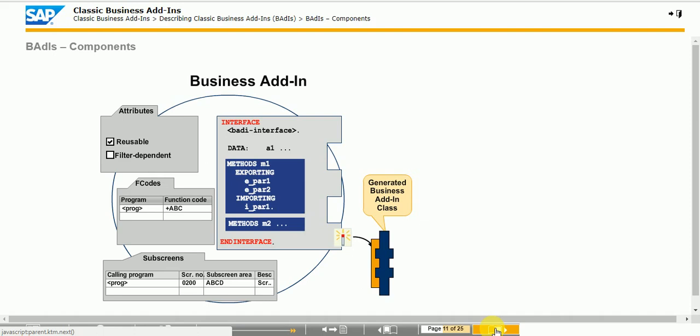The generated class, that is, the BAdI class, performs the following tasks. Filtering. If you implement a filter-dependent BAdI, the add-in class ensures that only the relevant implementations are called. Control. The BAdI class calls the active implementations.